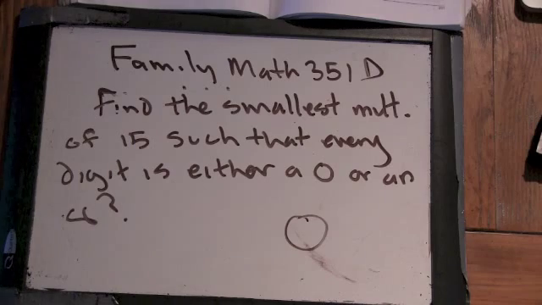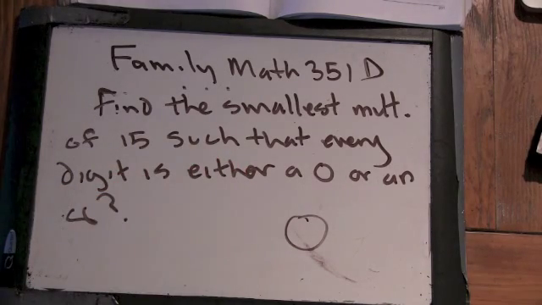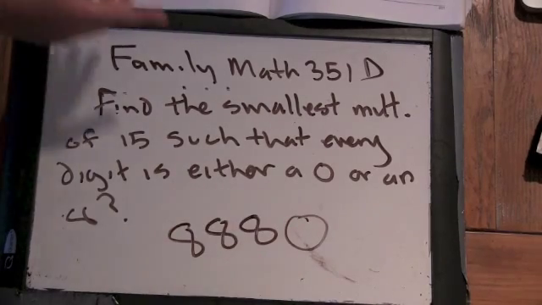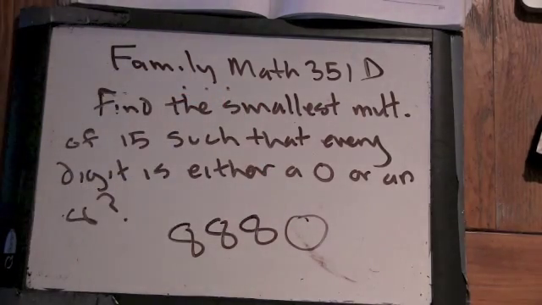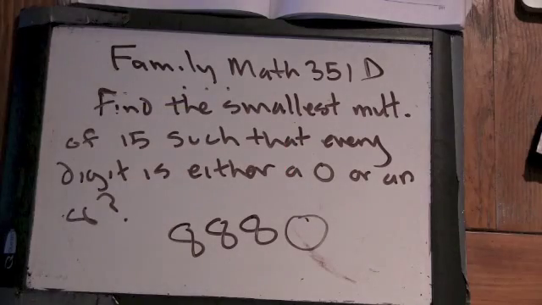So what number do you think would be the smallest multiple of 15? 8, 8, 8, 0. But this isn't the smallest. Why not? Because if you switch this 8 and this 0, you get 8088, which is smaller.